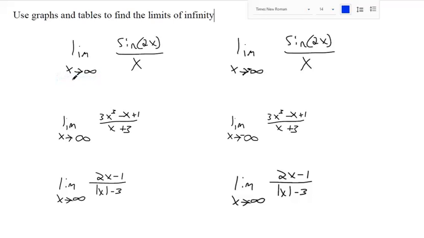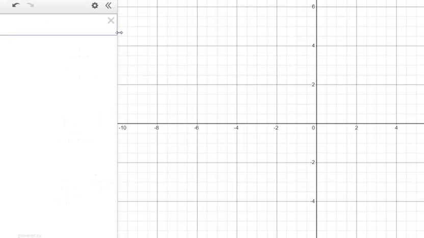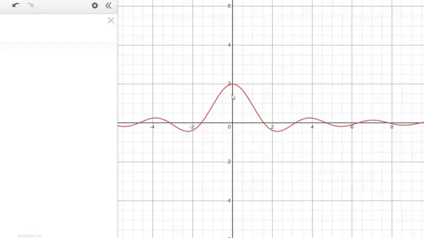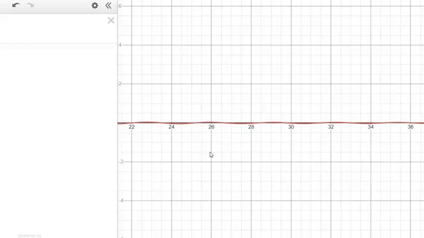So that means think of the biggest number you can think of, like a billion or a trillion. Plug that in and tell us what the y values are. So we got sine of 2x over x. So here's where x equals 0. If we want to find the limit as x approaches infinity, we're thinking about the y values as x goes on and on and on and on.